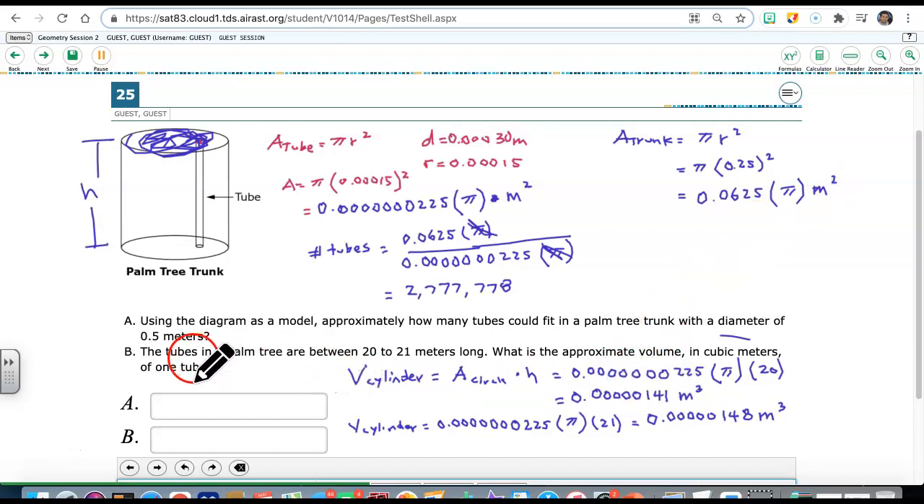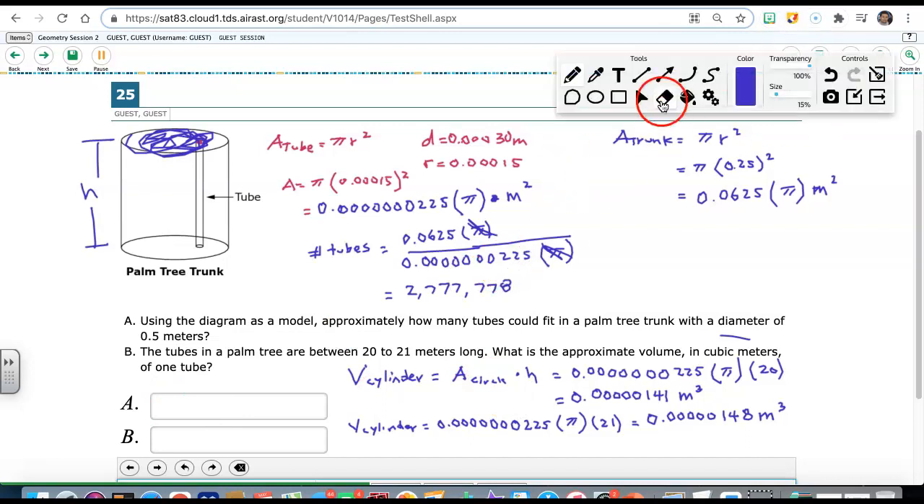So what is the approximate value in cubic meters of one tube? You can give any value between this and that. Anywhere from 5 zeros 141 to 5 zeros 148 could be a possible answer because that's the range they're giving me. Now let's put that answer here and call it a day.